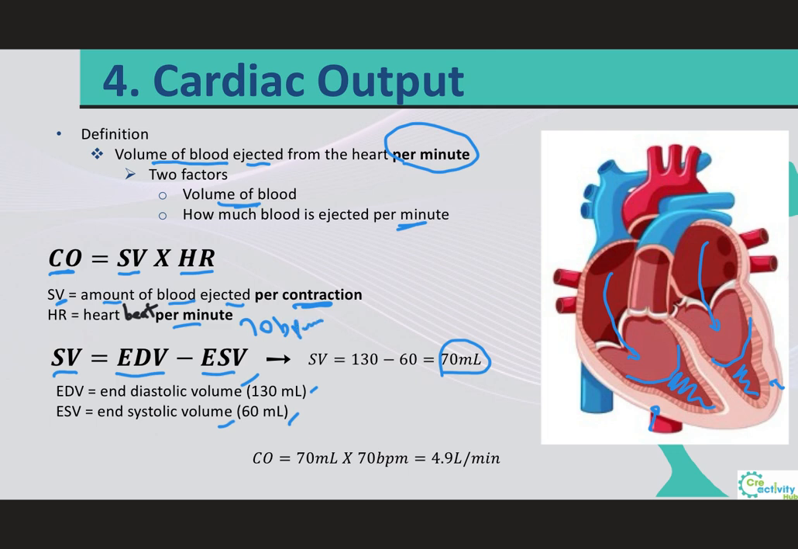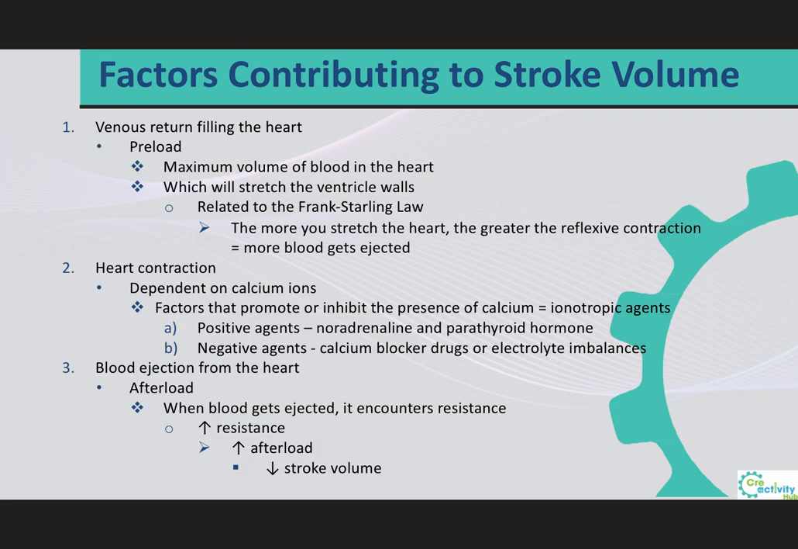Therefore, if we have 70 mLs of stroke volume and 70 beats per minute for heart rate, we're going to have a cardiac output of approximately 4.9 liters per minute. And therefore, this is your cardiac output, which is the volume of blood that's ejected from the heart per minute. So every minute, your heart is able to pump almost 5 liters of blood that will be circulating throughout your body. Now, there are three main factors that will contribute to stroke volume.